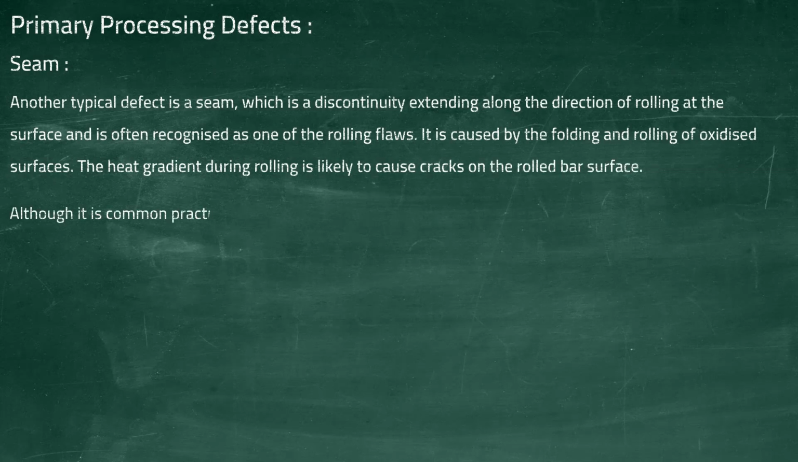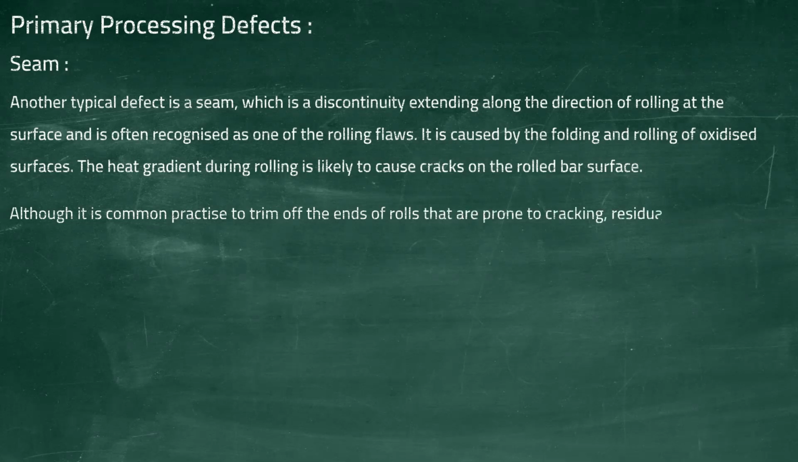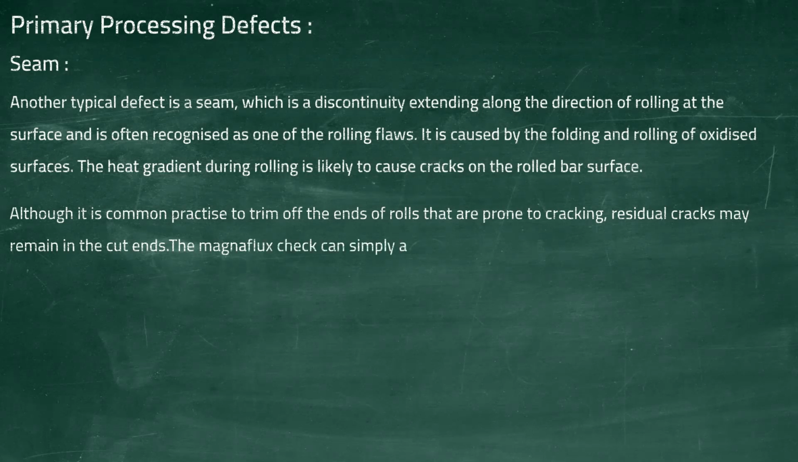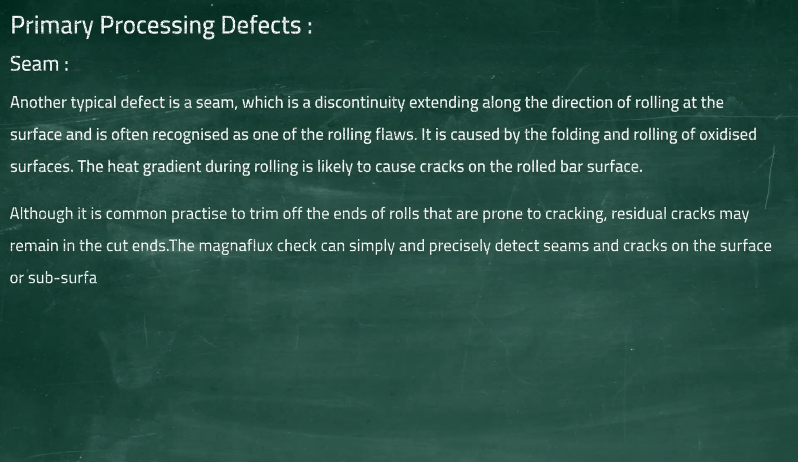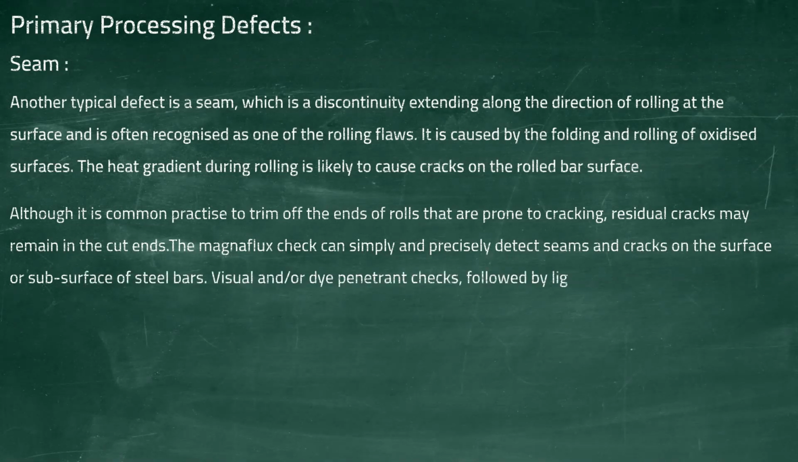Although it is common practice to trim off the ends of rolls that are prone to cracking, residual cracks may remain in the cut ends. The Magnaflux check can simply and precisely detect seams and cracks on the surface or subsurface of steel bars. Visual and/or dye-penetrant checks, followed by light etching, disclose these faults in light alloy bars.